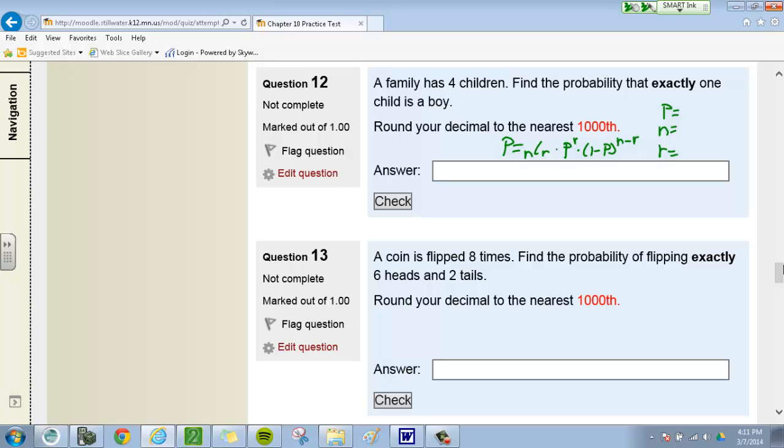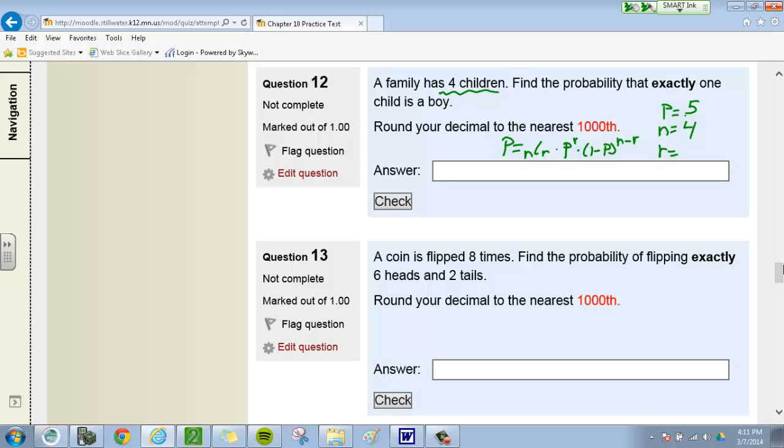What's the probability a boy is born? Well, it's not exactly 50%, but let's just assume it's 50%. Now, how many children does a family have? What would our N be? Well, N is the number of trials. It looks like they had 4 children, so there were 4 trials.